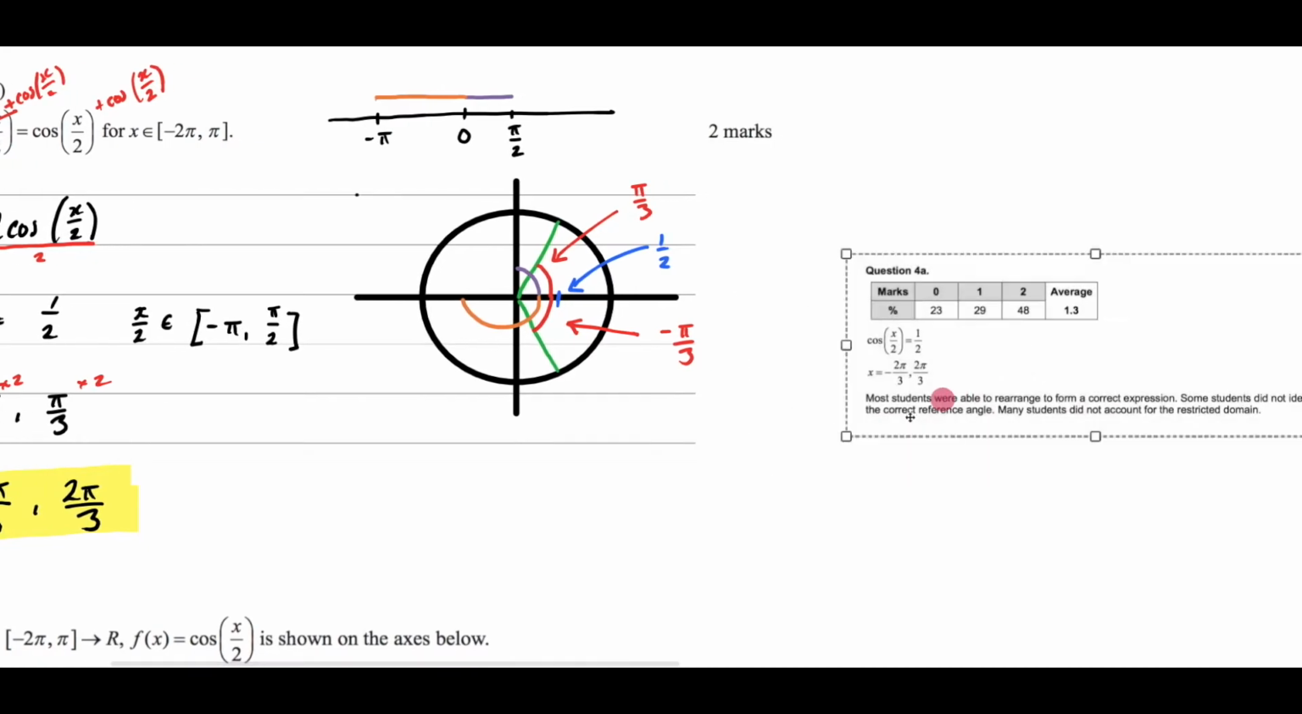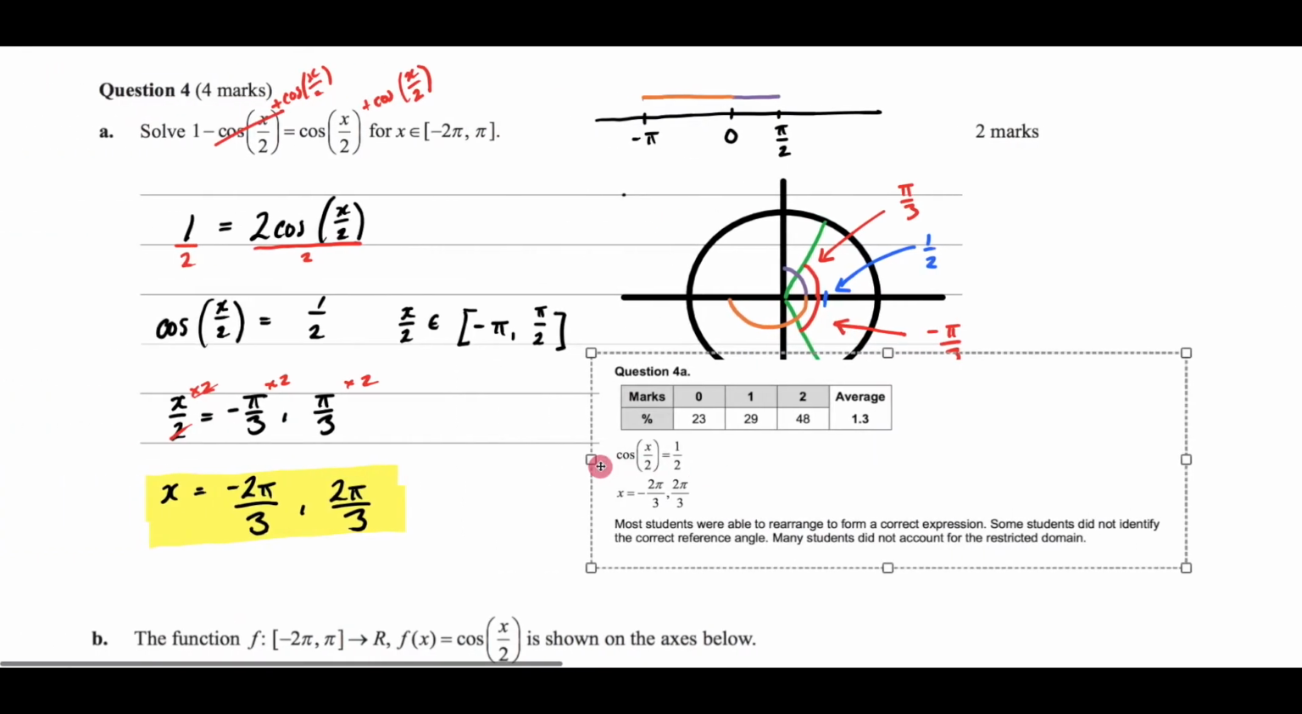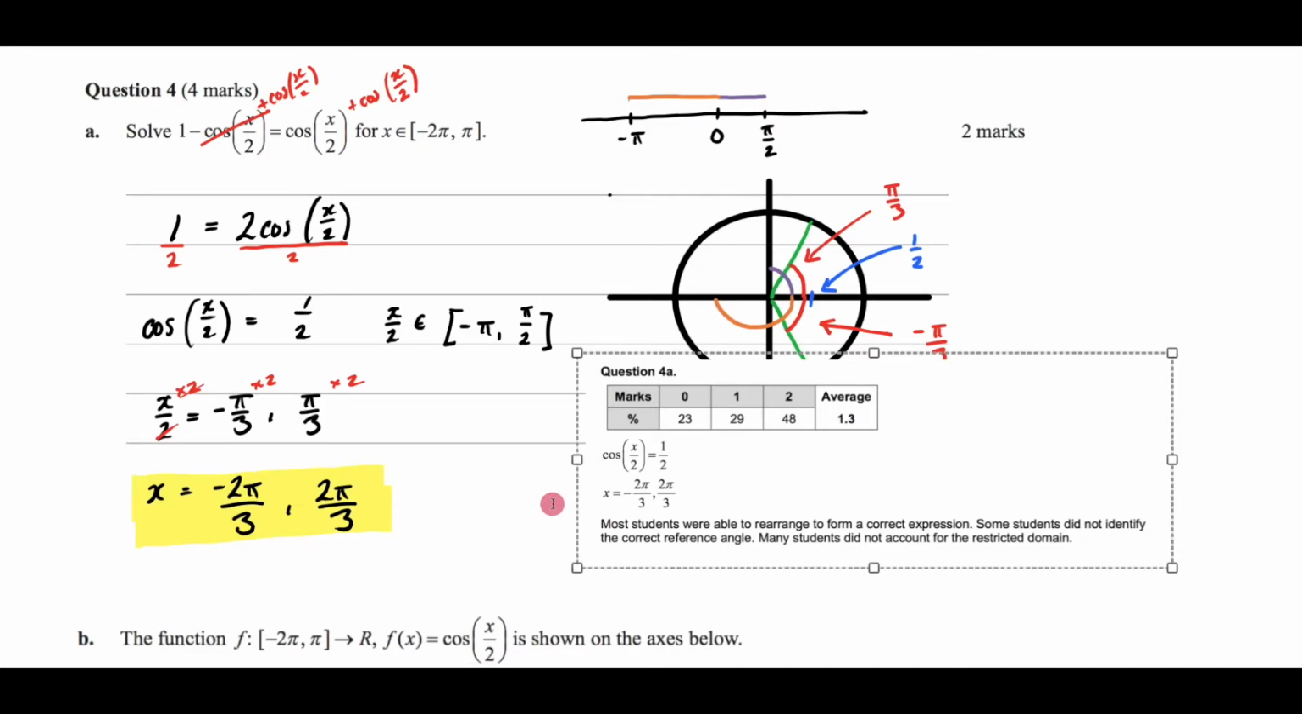Ooh, let's come over here. So as you can see, those are our answers. And let me just bring this to the front. Okay, so as you can see, 48% of the state got the full 2 marks for this. This is how they approached it, the same way we did, negative 2 pi on 3, 2 pi on 3.